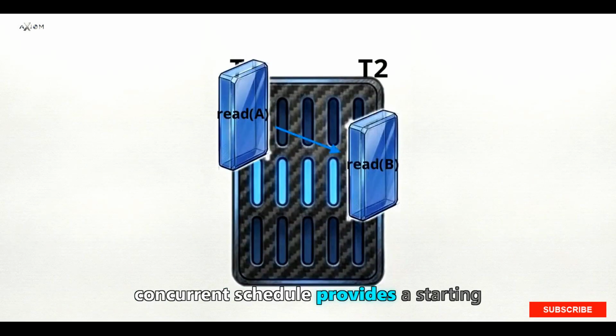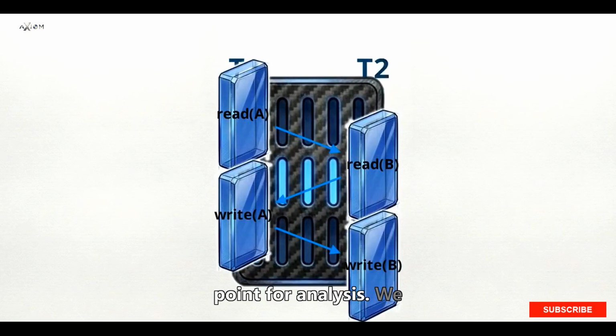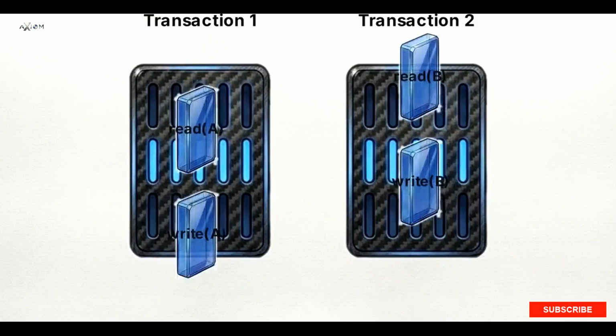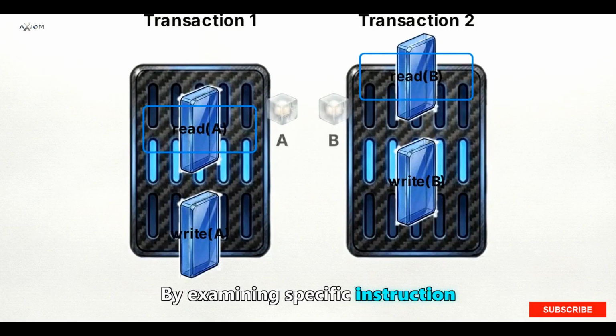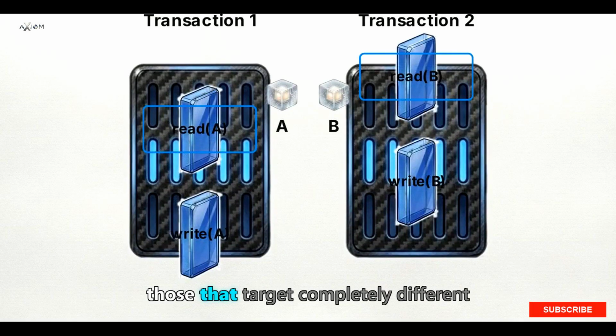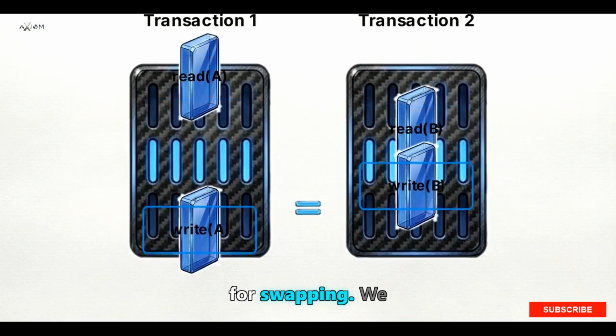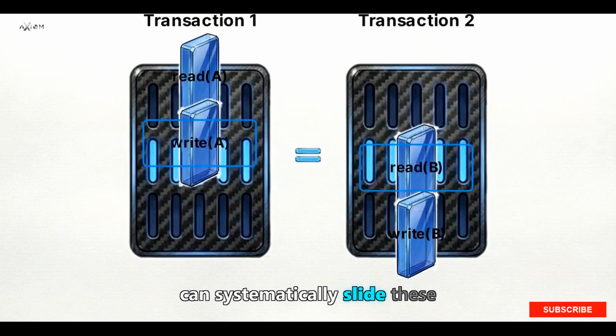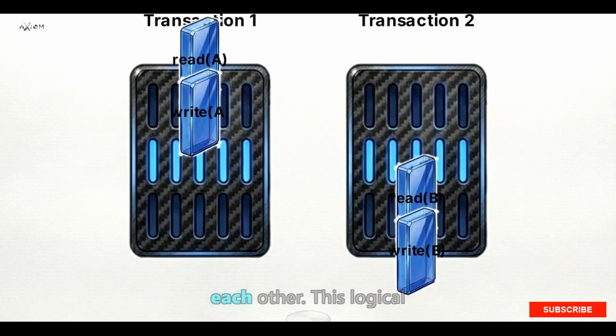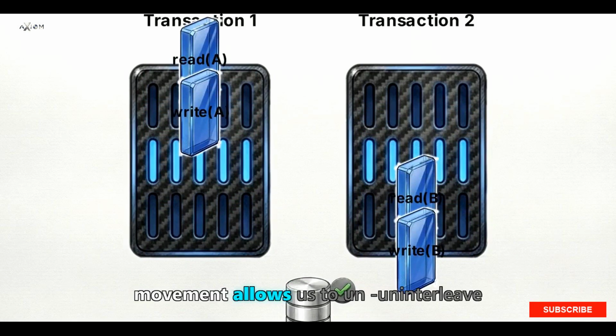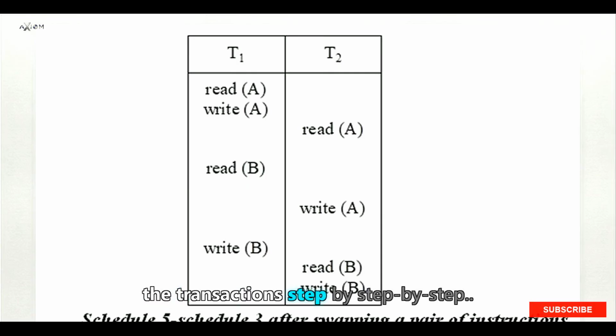This concurrent schedule provides a starting point for analysis. We can see the interleaved layout of operations between two transactions. By examining specific instruction pairs, we can identify those that target completely different data items. Because they operate on separate variables, they do not conflict, and are candidates for swapping. We can systematically slide these non-conflicting operations past each other. This logical movement allows us to uninterleave the transactions step by step.